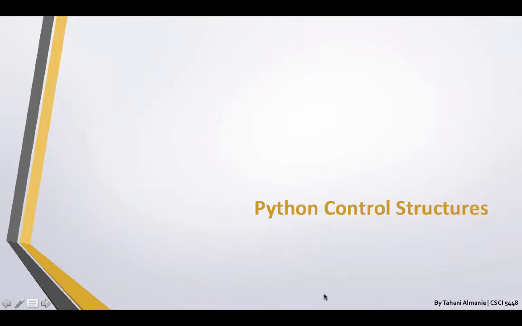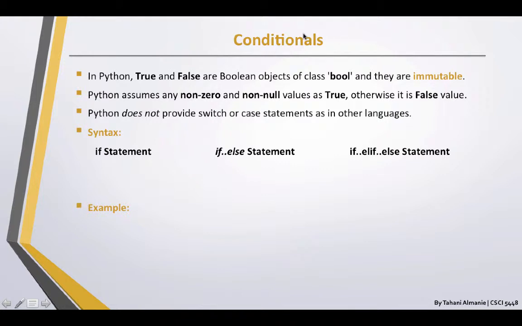Now let's see Python control structures. First, conditionals. In Python, true and false are Boolean objects of class bool, and they are immutable. And non-zero and non-null values are considered true in Python, otherwise they are false. And there is no switch or case statement in Python, but we can use if-else statements to simulate switch case.